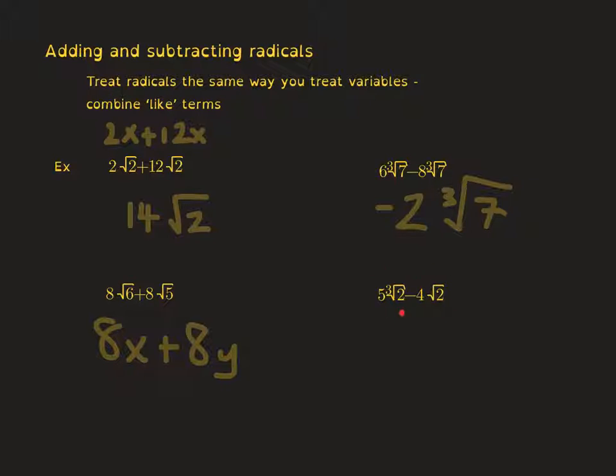Same thing with this one. The reason we cannot combine these or subtract these radicals is because the index is different. This one is a cube root of 2 and this one is the square root of 2. The 2 is the same, the radicand is the same, but because the index is different, we cannot add them. So this cannot be done either. So neither of these bottom two can be done.